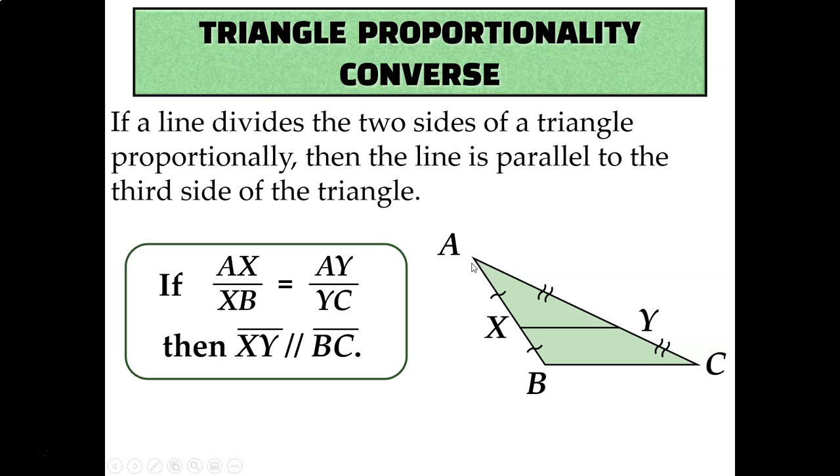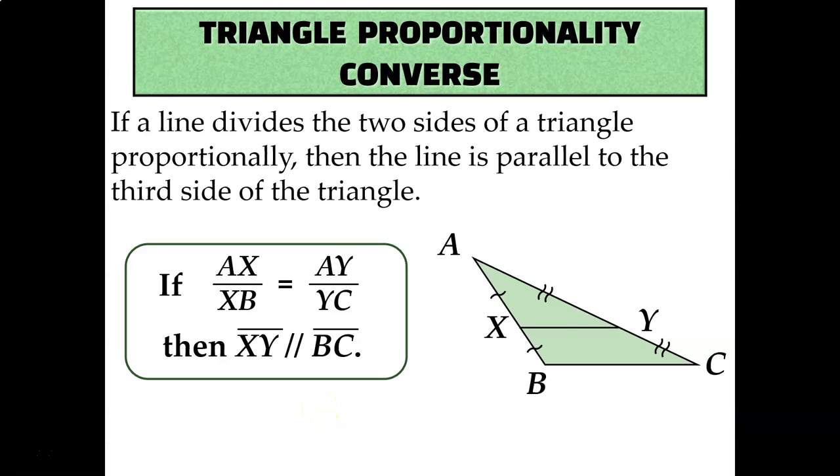But anyway, this diagram is showing us that AX over XB is equal to AY over YC. So since XY divided the two sides of this triangle proportionally, XY must be parallel to BC.